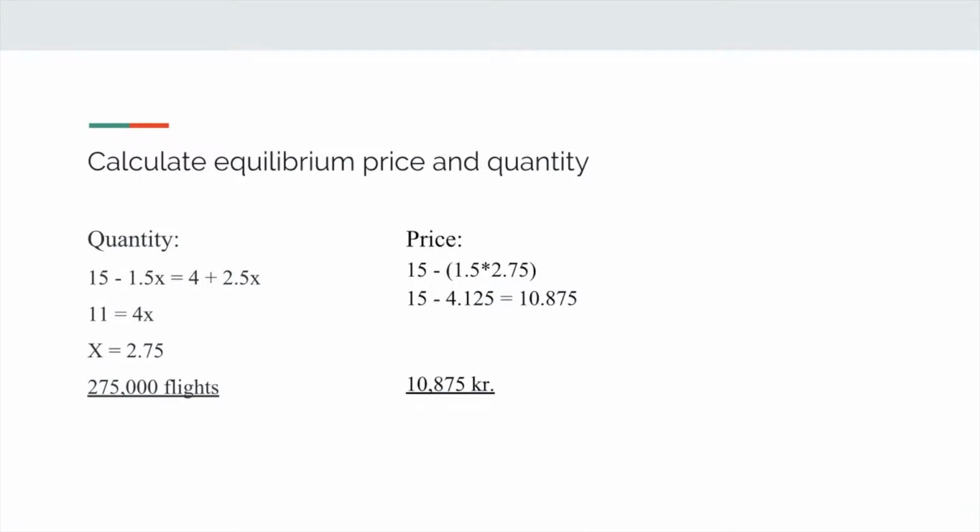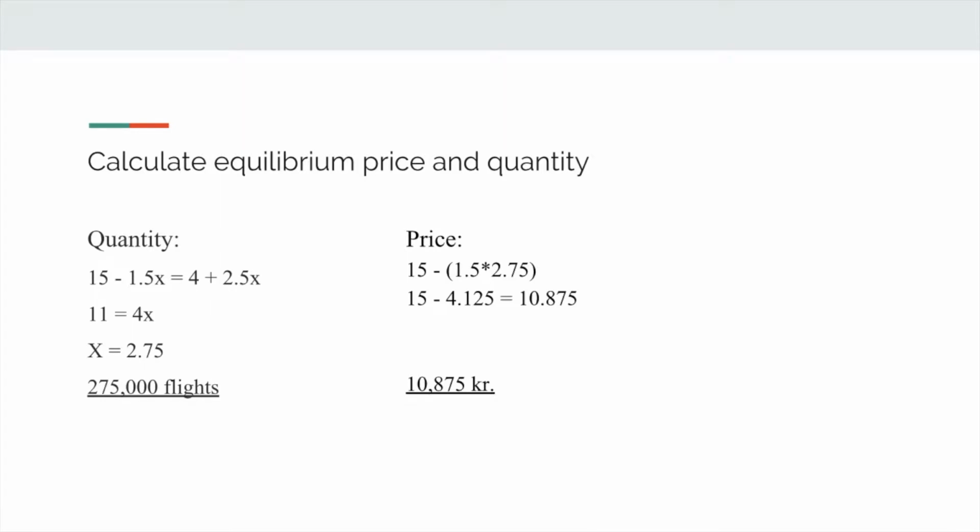Calculate equilibrium price and quantity. To calculate the quantity, we need to take the equation 15 minus 1.5x equals 4 plus 2.5x, which gives us 11 equals 4x. When we divide 11 by 4, that gives us 2.75, which is now x. And because x is also 100,000, we need to times 2.75 with 100,000, which gives us 275,000 flights.